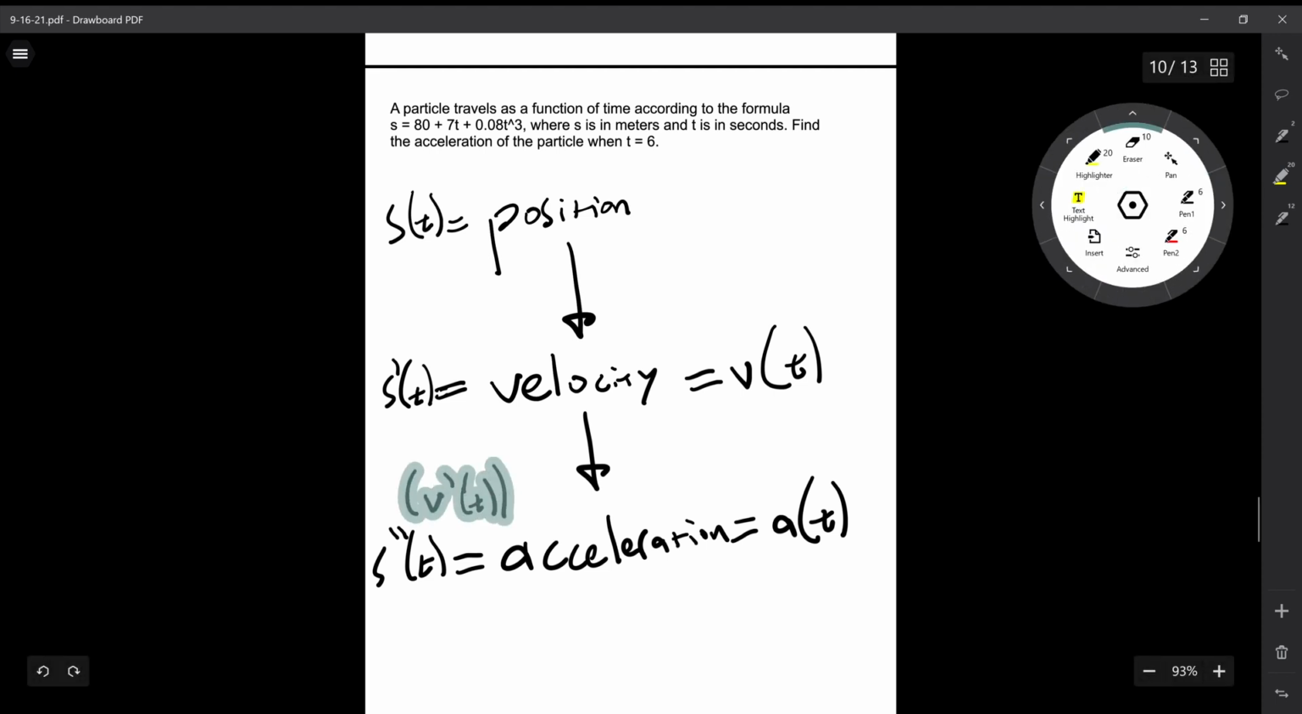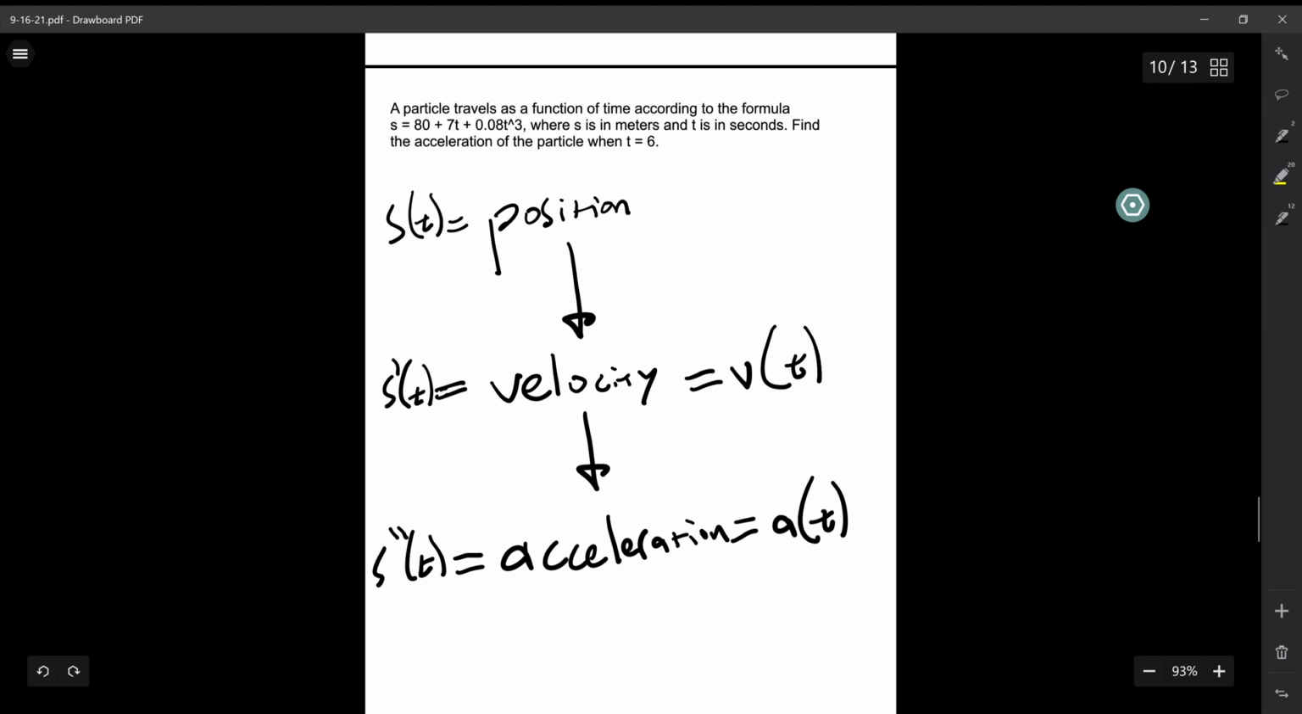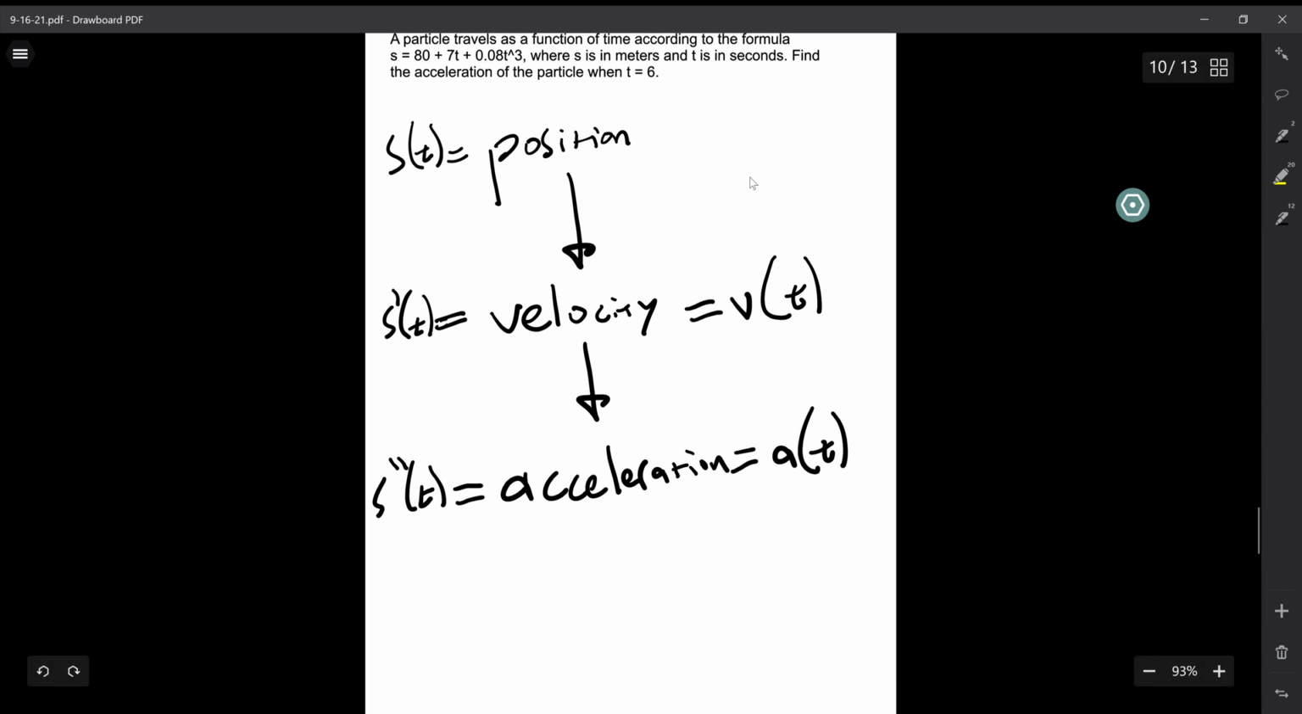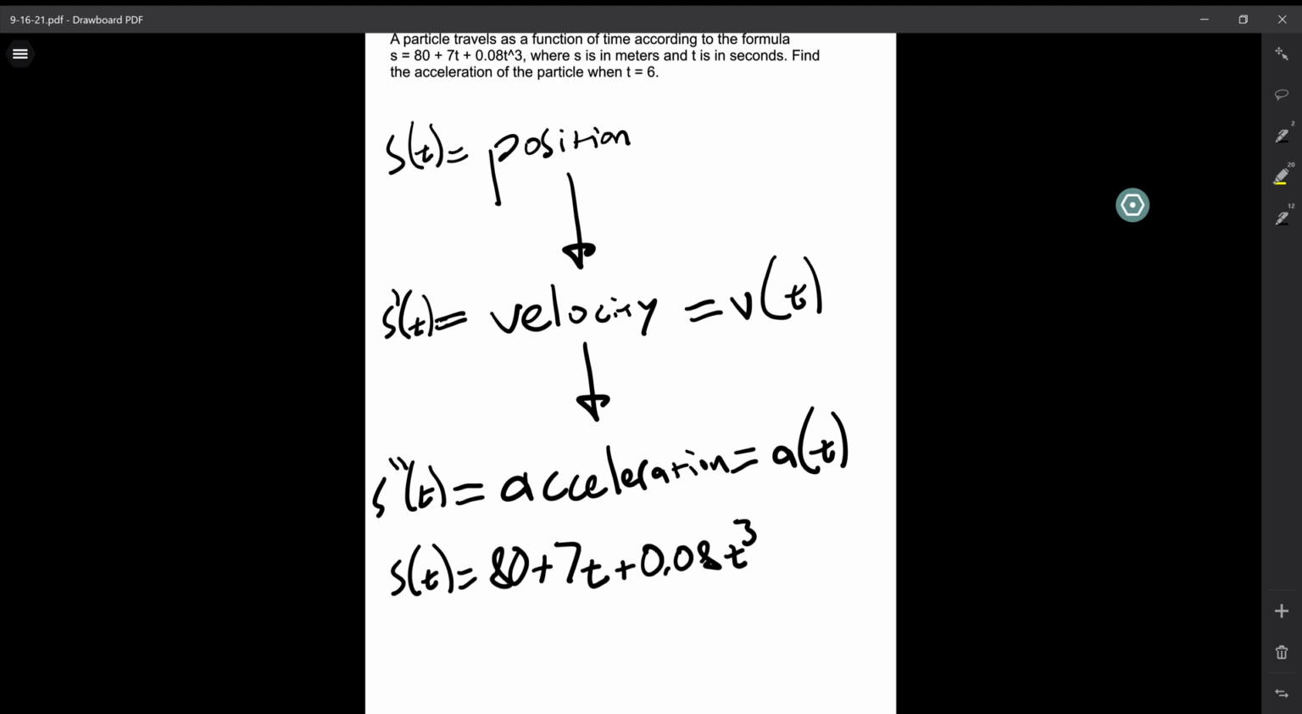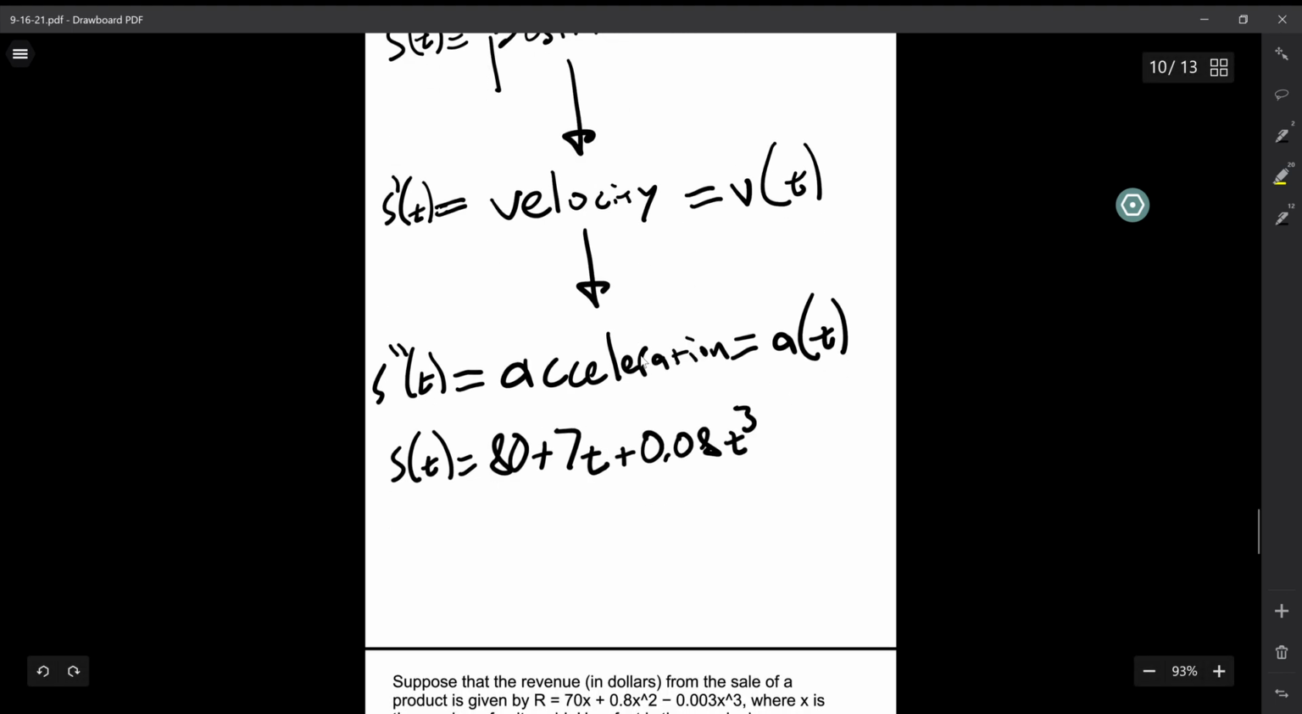So ultimately on the homework, you'll be asked something like this. Hey, a particle travels according to this formula right here, which is the function s of t equals 80 plus 7t plus 0.08t cubed, where s is in meters and t is in seconds, and it's going to say find the acceleration at t equals 6. Well, that's actually not too bad. First off, let's find the velocity function.